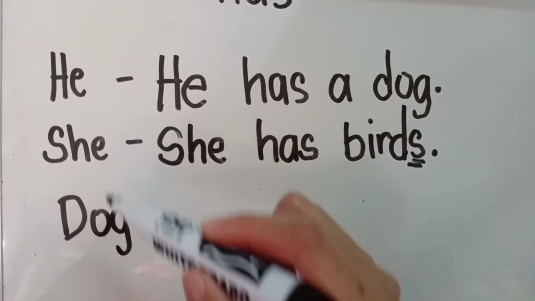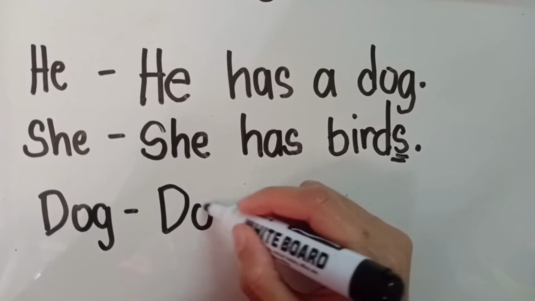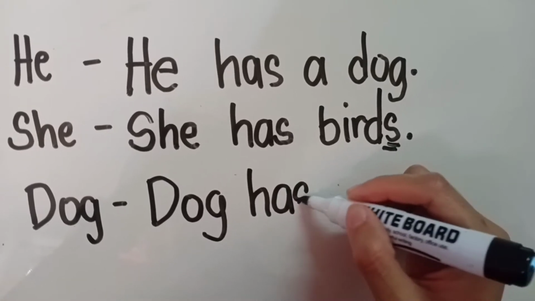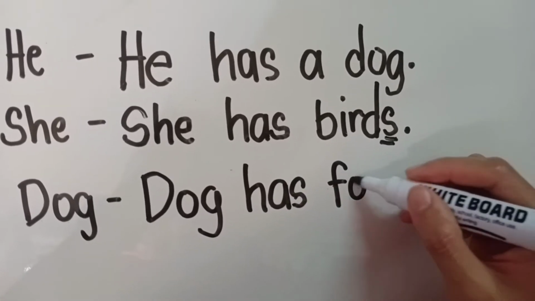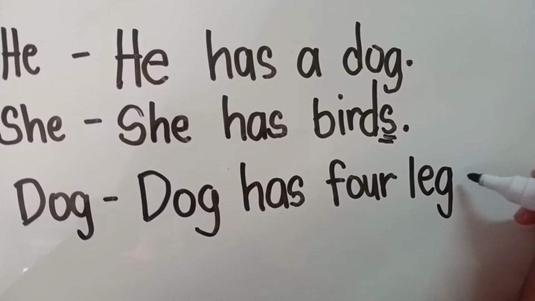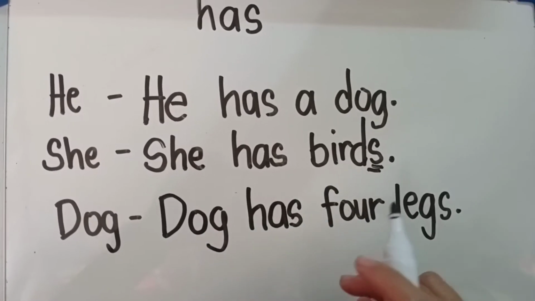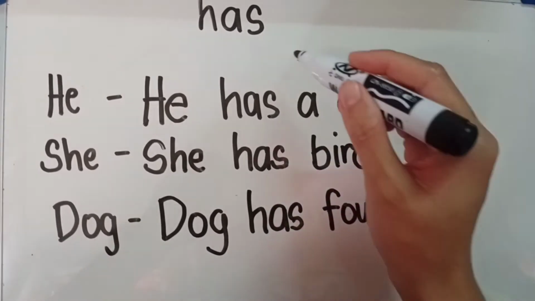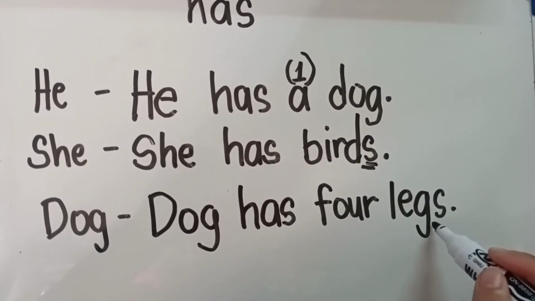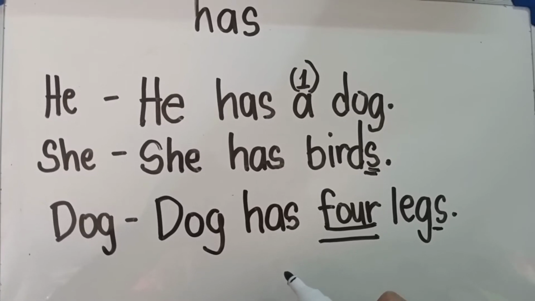So now we have the he, she, and then now the it. So I use dog. Dog has four legs. So again, I didn't use the a, because a is the symbol of only one. So this one we have legs, and we have number 4. So it means to say it's many.